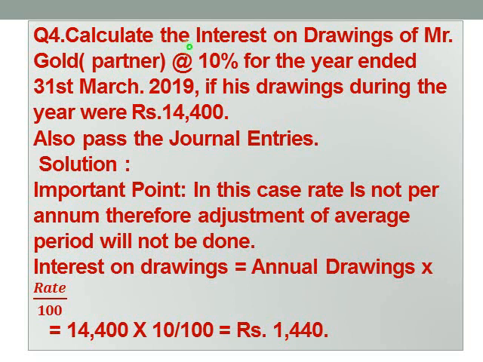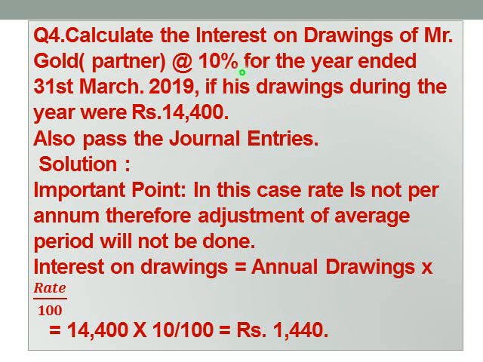So this is problem number 4, in which you are required to calculate interest on drawing of a partner at the rate of 10% for the year ended 31st March 2019 if he has withdrawn rupees 14,400 during the year, and you are also required to pass the journal entry. So what is the main point? The date of drawing is not given to you, and moreover the interest rate here is not given to you per annum.